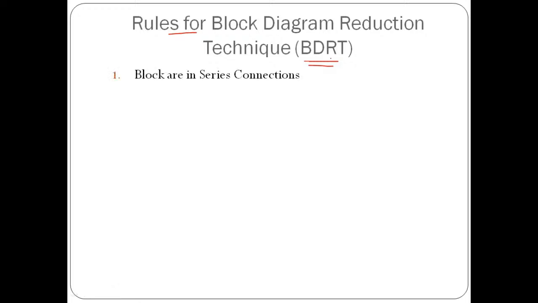So the first rule is for blocks connected in series. Suppose we have two or more than two blocks, and they are connected in series, how do we find their equivalent block diagram, or how do we represent them by a single block?